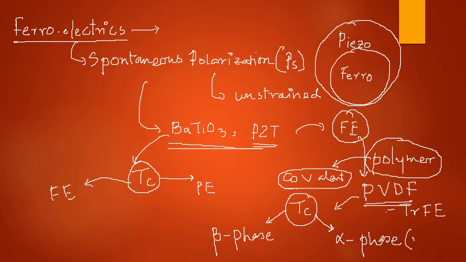So this alpha phase is non-polar, and the beta phase is a polar phase. So this can also be seen in the case of polymer material, a polymer or its copolymer. It has a Curie temperature.